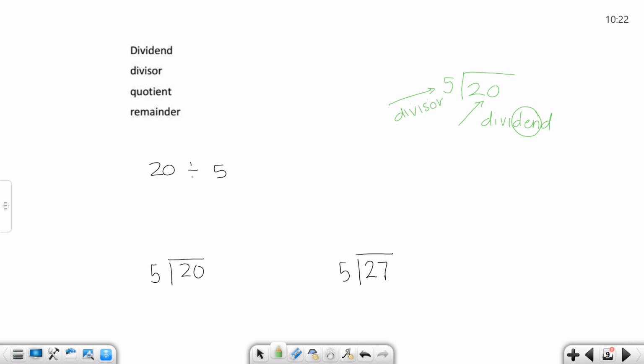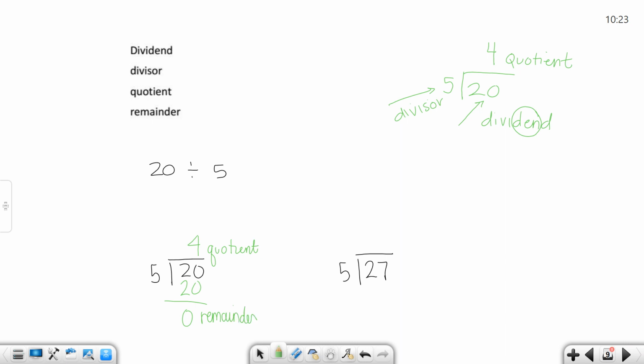Okay, if I divide 5 into 20, I get the number 4. So 4 here is called the quotient. Now 4 divides evenly, so it has a remainder of 0 or no remainder, but 0 is called the remainder. Okay, so 5 goes into 20 4 times with 0 left over. So 4 is called your quotient and 0 is called the remainder.